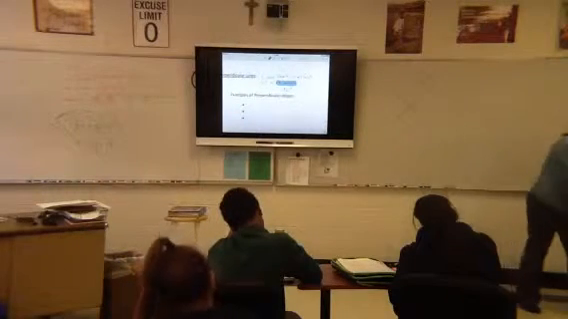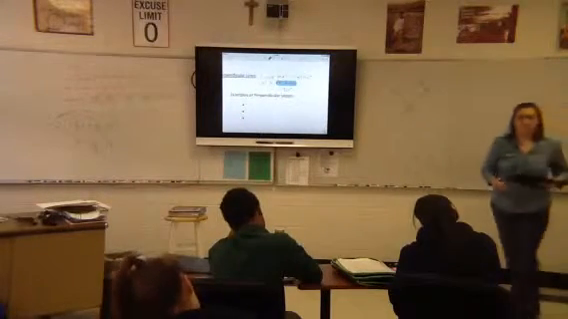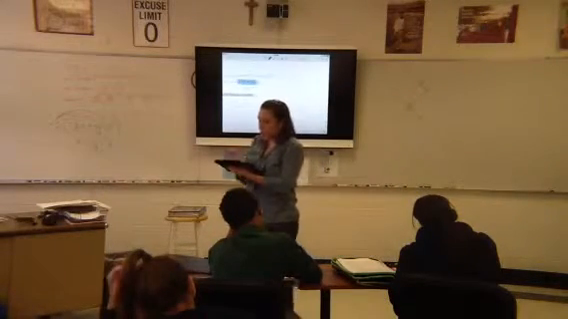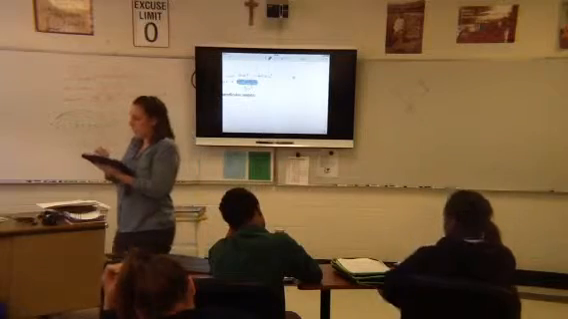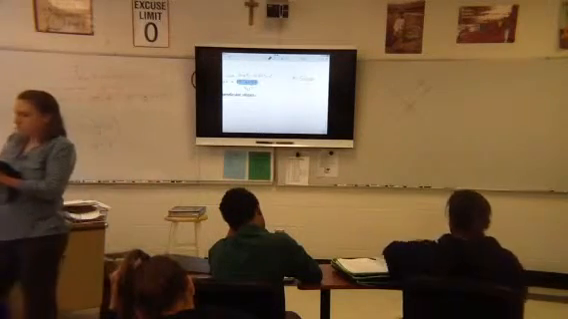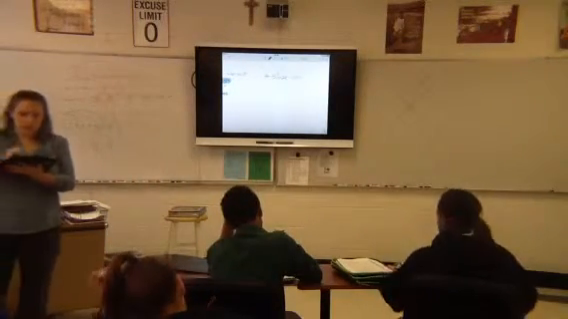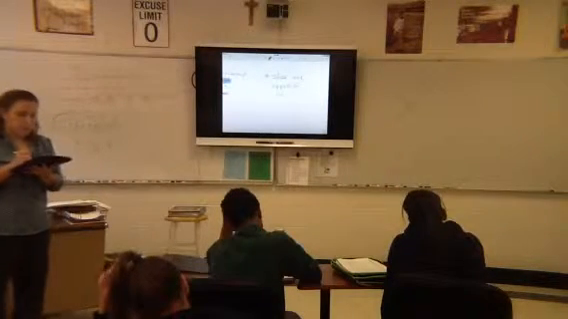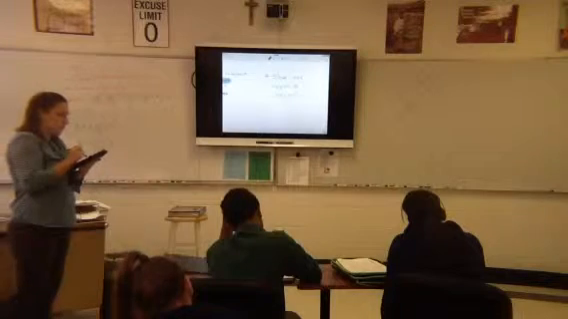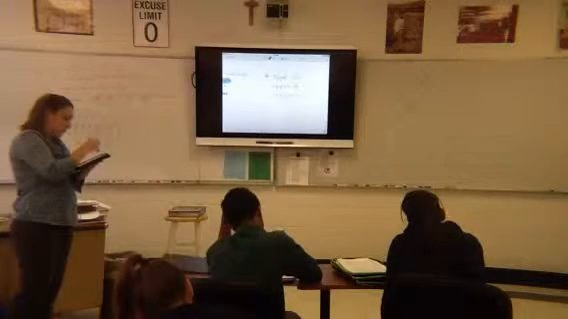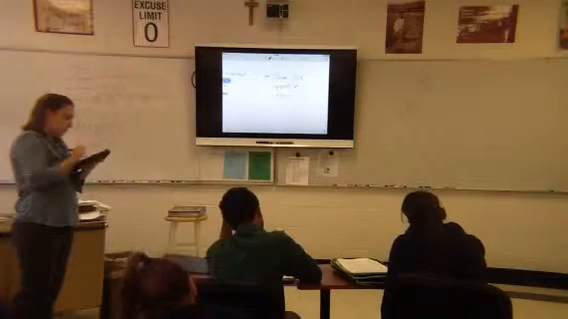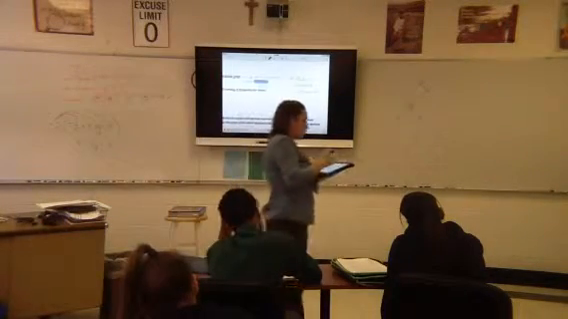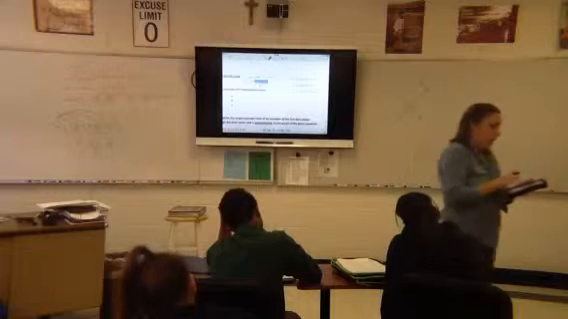What does reciprocal mean? Upside down or flip, okay? So kind of off to the side here, this is the big dog for today. Slopes are opposite reciprocals. That's right.